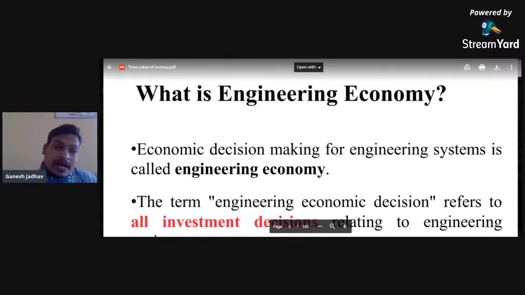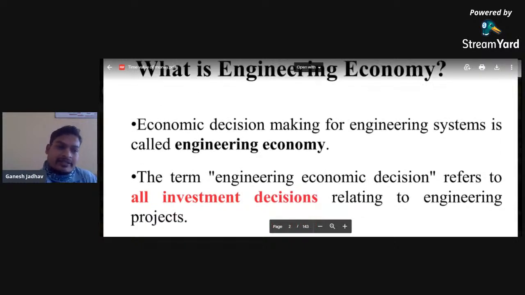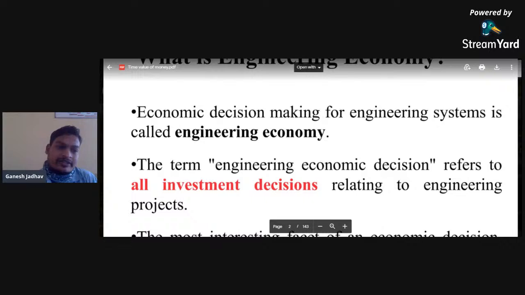We have seen what engineering economics is. We say that engineering decision making for an engineering system is called engineering economics. This is the basic economic decision we require about a particular engineering system. For example, we invest some money in a particular project. So this is engineering economics. The term engineering economic decision refers to all investment decisions.